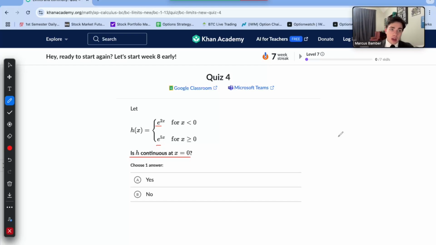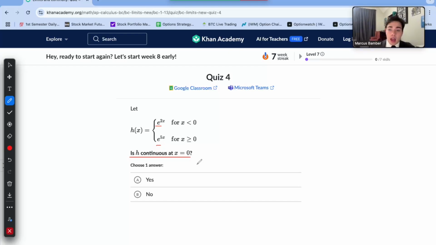So let's say f of 1 is equal to 3. Well, that means if f of x is continuous at x equals 1, the left-sided limit has to be equal to 3 and the right-sided limit also has to be equal to 3. And that's what we're going to be testing with questions such as these.